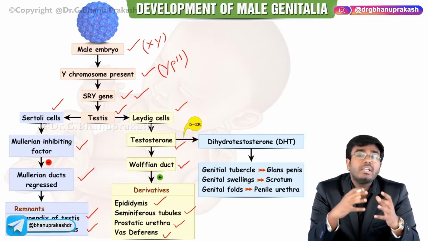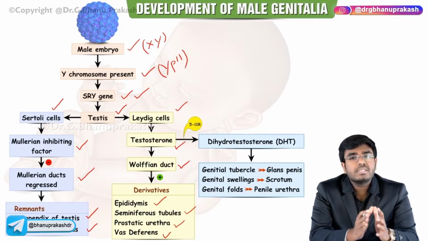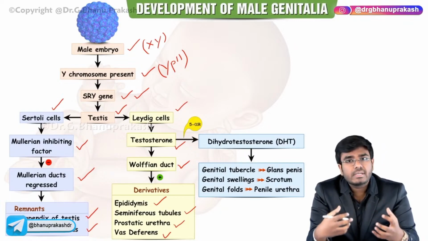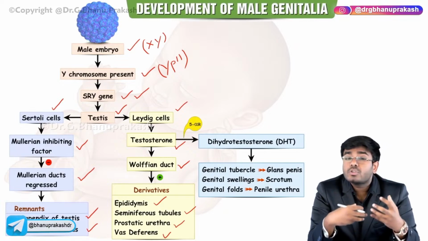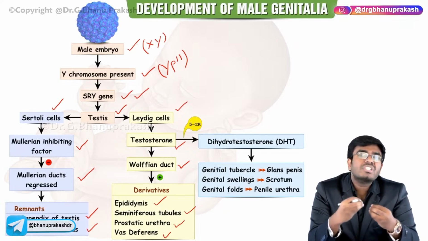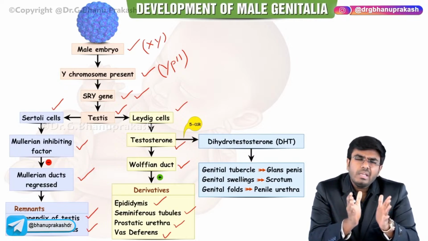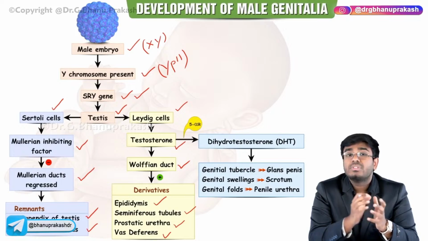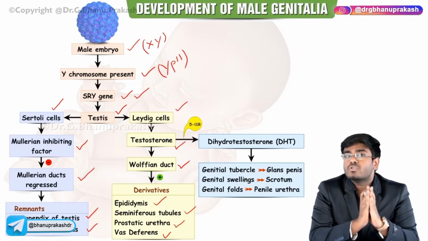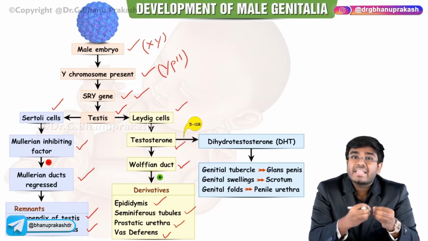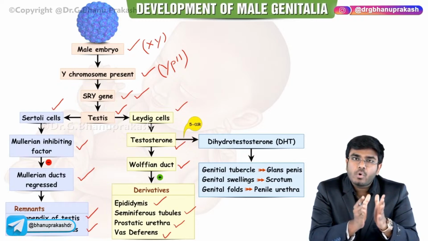Now the question is, what if the testosterone is not present? If testosterone is present, it is going to act on the Wolffian ducts, so the Wolffian duct expresses. In the absence of testosterone, what happens? Whenever there is no testosterone, there is no stimulant for the Wolffian ducts to express. So there will be regression of the Wolffian ducts. That's what happens in the female. So in a male, because of the testosterone, Wolffian ducts are expressing. If there is no testosterone, Wolffian ducts will undergo regression.